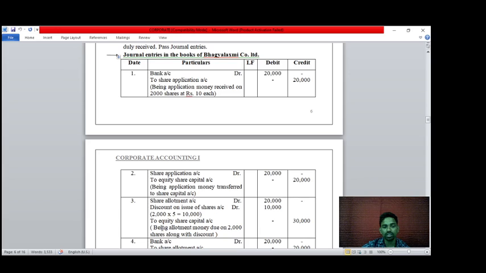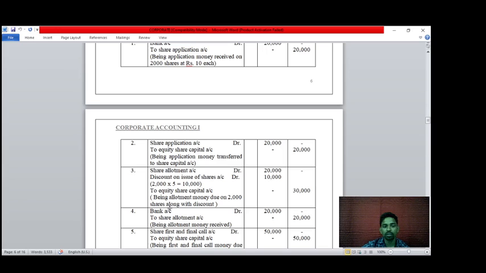Narration: being allotment money due on 2000 shares along with discount. Next, bank account debit rupees 20,000 to share allotment account credit rupees 20,000. Only 20,000 is received by the bank, because through the share allotment they receive only 20,000, and the 10,000 is the discount given.